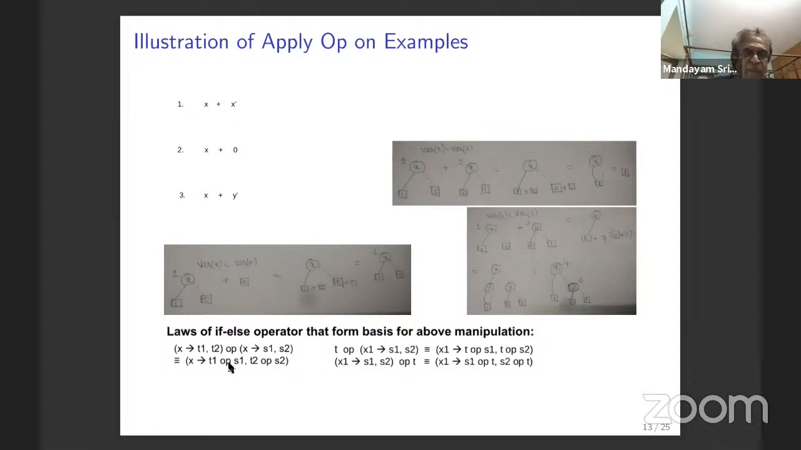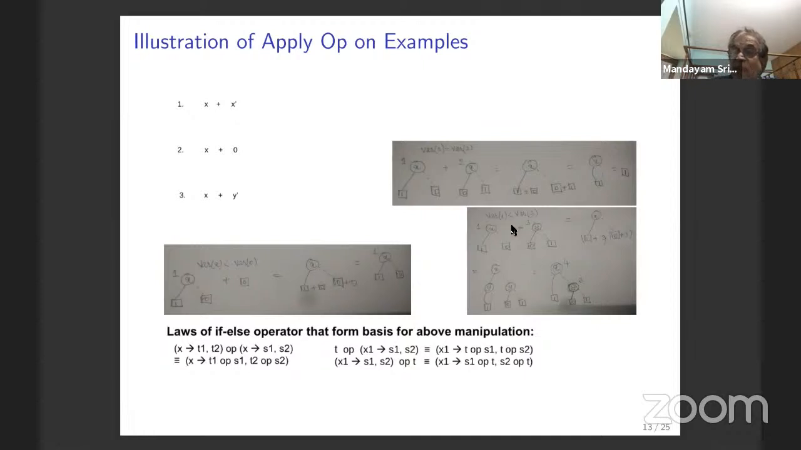You can push up completely down on both sides, or you can push the entire one side down the other side. This is like the distributive version of that. The operation distributes over ITE, and you can check the equivalence of all these laws. And that's why doing these operations is all equivalence preserving on BDDs.